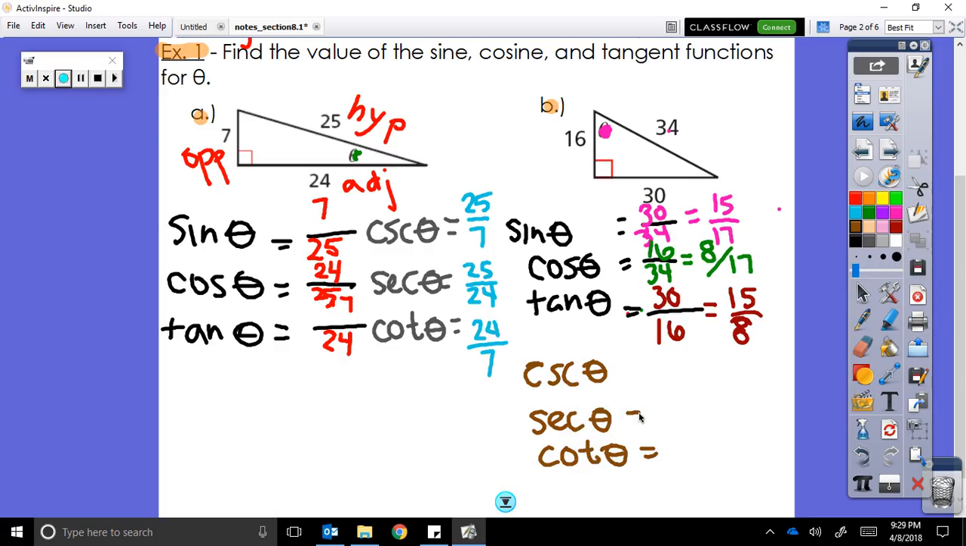And I want you to do the same thing for this one. Literally, we're just flipping our fractions over. So cosecant is 17 over 15. Secant is 17 over 8. And cotangent is 8 over 15. Okay? That's literally all you do.